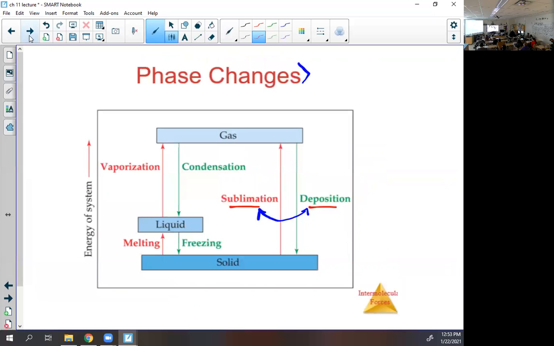Next, phase change. We'll talk a lot about this, but the intermolecular forces definitely affect phase changes.